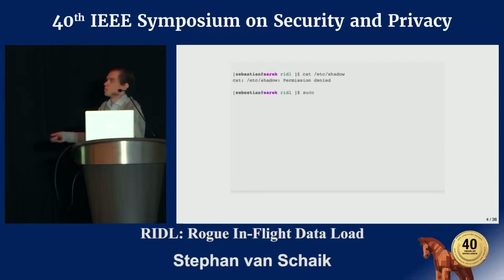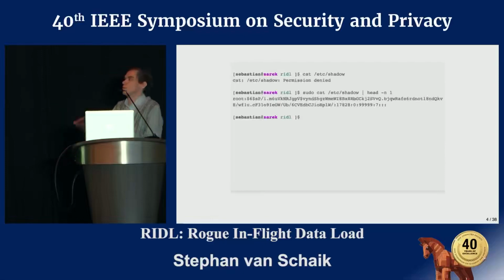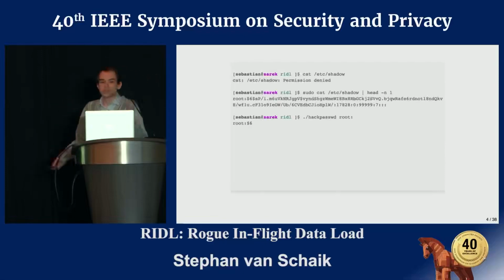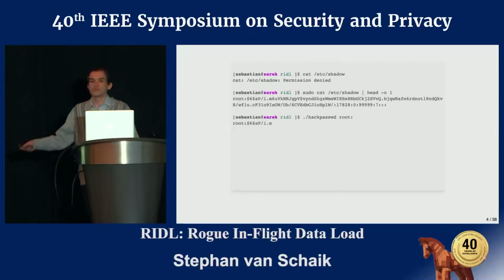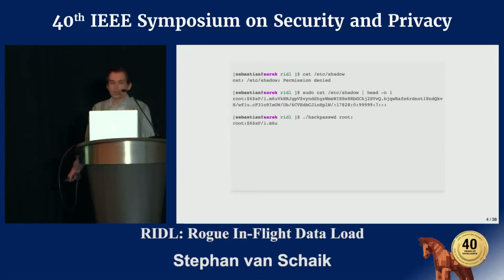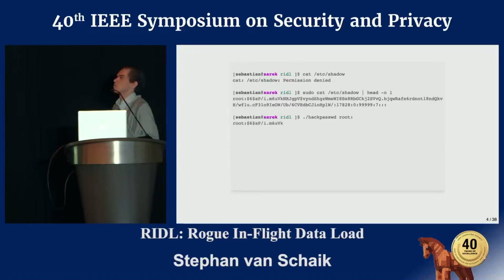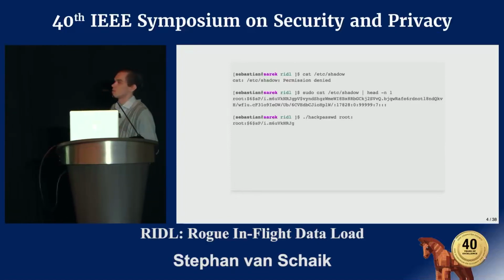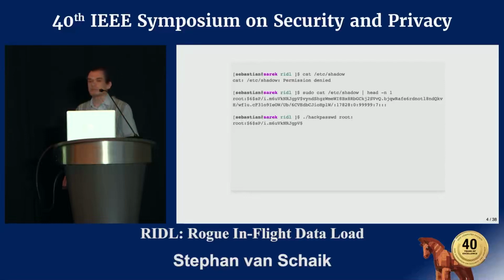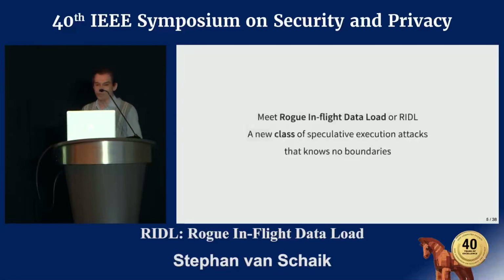Well, if we have this /etc/shadow file and we look at it as a normal user, then we see permission denied. But if we try to look at it as a root user, we can of course see the password hashes. What we have here is, we go back as a normal user, and we have the RIDL program that actually leaks the password hash from the root account. So meet Dragonfly Data Loader, RIDL, a new class of speculative execution attacks that knows no boundaries.